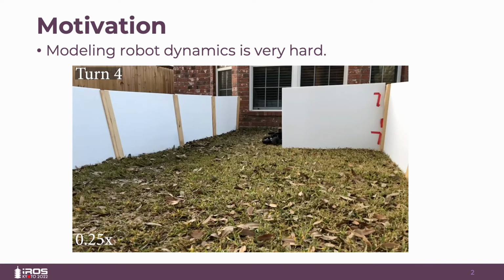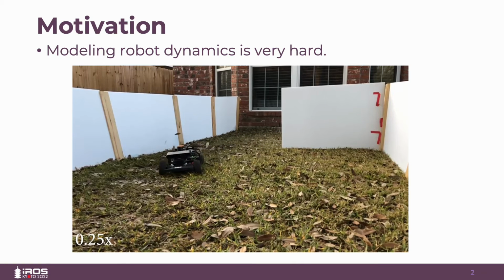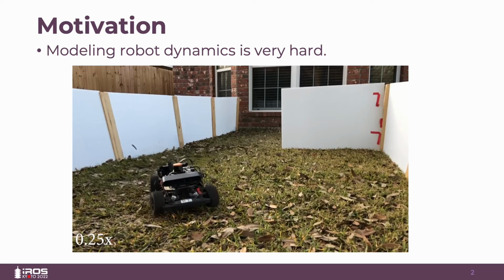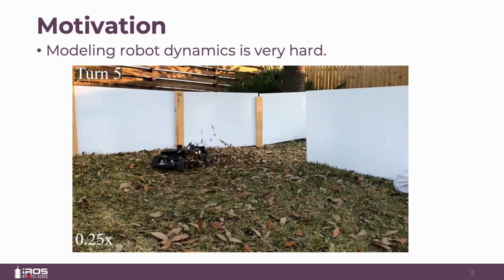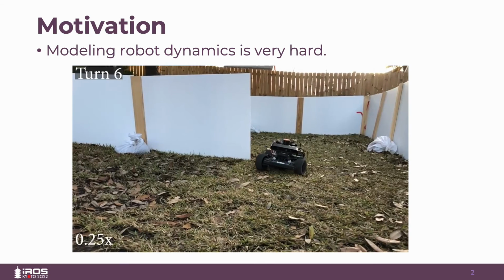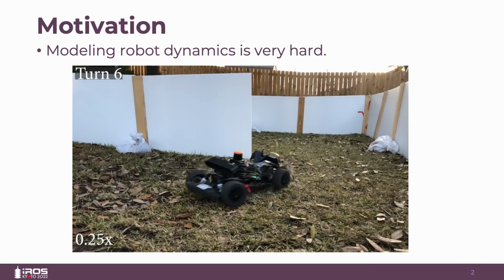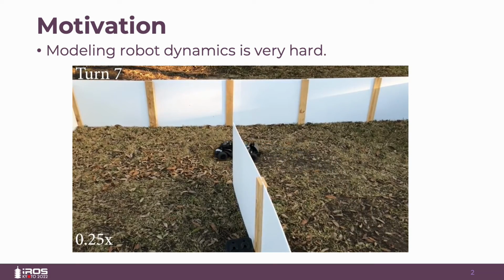To motivate our problem, imagine that we are trying to model the dynamics of this outdoor autonomous car. As you can see, there are complex interactions between the tires and the ground, involving small objects like grass and leaves. And sometimes, when the car is turning fast, there can also be sideways sliding. These effects are generally very hard to model and can significantly alter the car's dynamics.